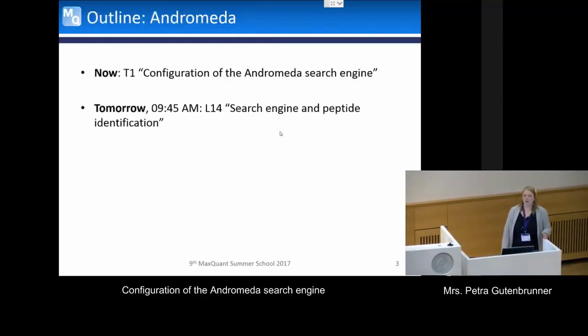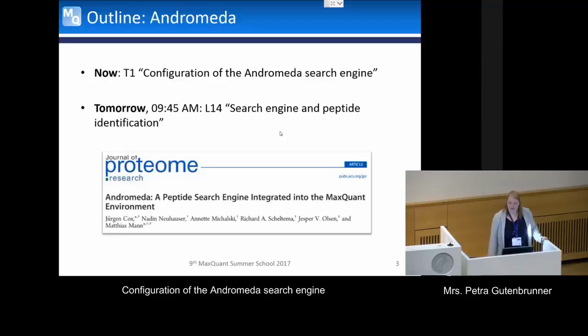Next, we're talking here about Andromeda. Today we learn how to configure new parameters. Like there was already a question today, if there is a modification not provided in MaxQuant, how can we add this modification? In this session we learn how to do this. Tomorrow there will be a lecture about the search engine itself and how it does the peptide identification. If you can't wait until tomorrow and want to know everything already today, there is a very nice paper about the Andromeda search engine, and you can already read it up.